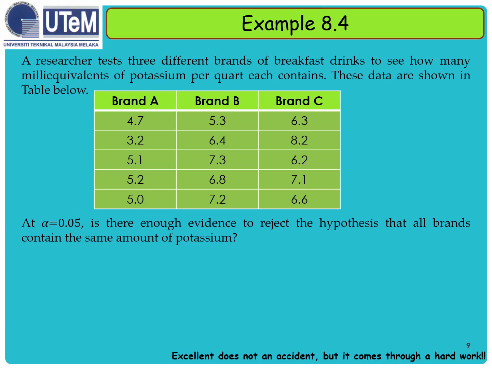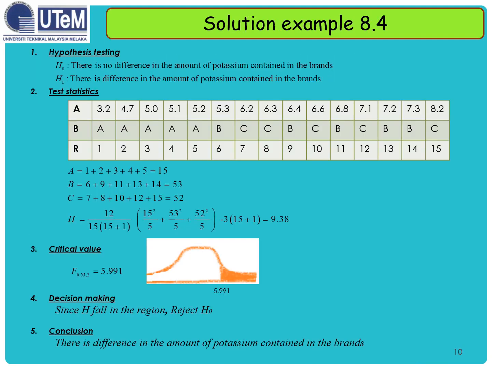Okay, so this is the first example on Kruskal-Wallis, which is the H test. We have 3 brands, which are brand A, brand B, and brand C. We want to check whether there is any difference among brand A, brand B, and brand C using alpha 0.05. Let's go to the solution. First of all, you have to state the hypothesis. The null is that there is no difference in the amount of potassium contained in the brands, and the alternative is that there is a difference between the 3 brands.